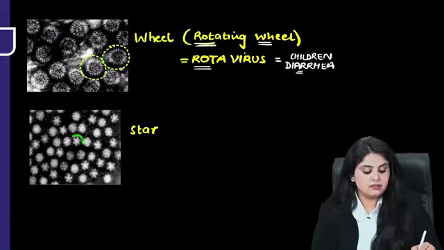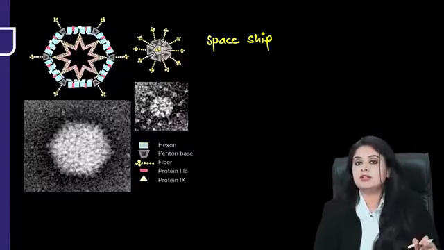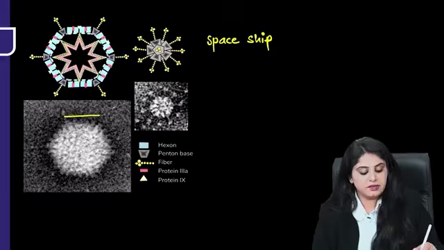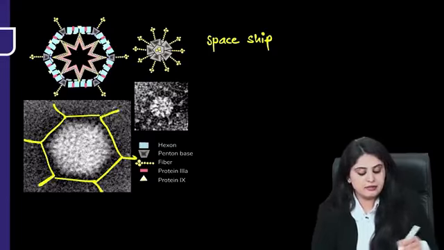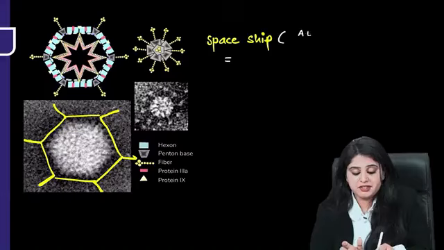Okay, coming to the next, my favorite, because it looks like a star. If it looks like a star, I will name it like a star, and that is going to be astrovirus. Coming to the next, the one that looks like a spaceship. Spaceship matlab, it is going to look like as if aliens have come. So alien agar aaya hai, that means it is alien wala. I'm only writing it. Please, this is not written in the textbooks. This is our mnemonic. Alien wala matlab adenovirus. Alien wala is going to be adenovirus.